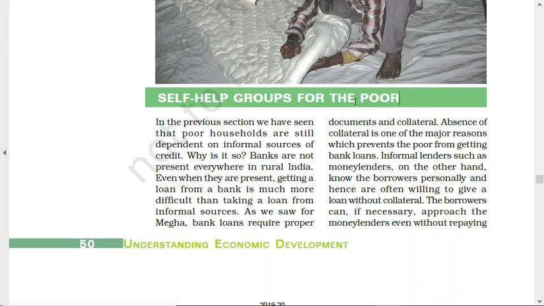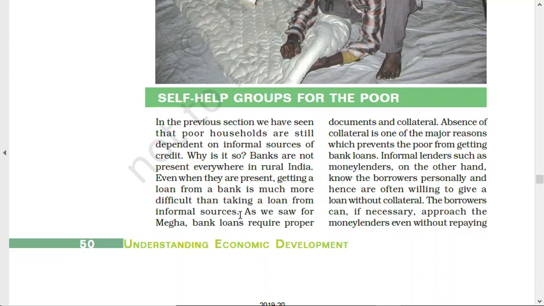In the previous section we have seen that poor households are still dependent on informal sources of credit. Why is it so? Banks are not present everywhere in rural India. Even when they are present, getting a loan from a bank is much more difficult than taking a loan from informal sources. Of course, as I told you, paperwork and many other things, they have lots of rules and regulations, and no employee, even if you are the boss of your branch, would like to put your neck in the noose if you do not know how to come out of it, right?